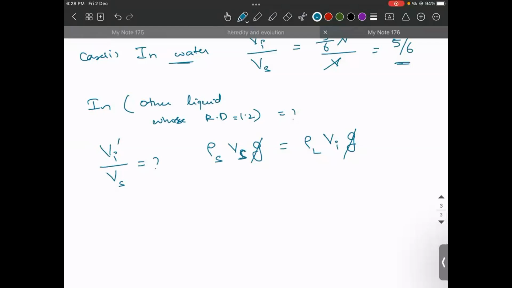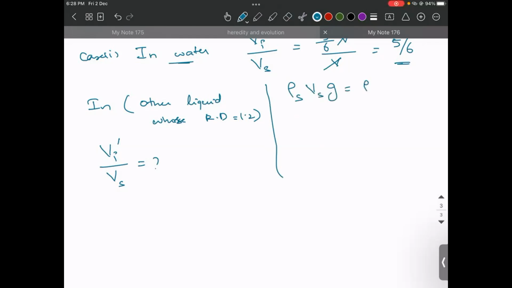So I'm calculating from the first case what is going to be the density of the solid, because we don't know the density of solid, right? Did they give us? No. So how do I calculate the density of solid from this scenario? So density of solid into volume of solid into g is equal to density of liquid into volume of immersed portion into g. Cancel this and this.